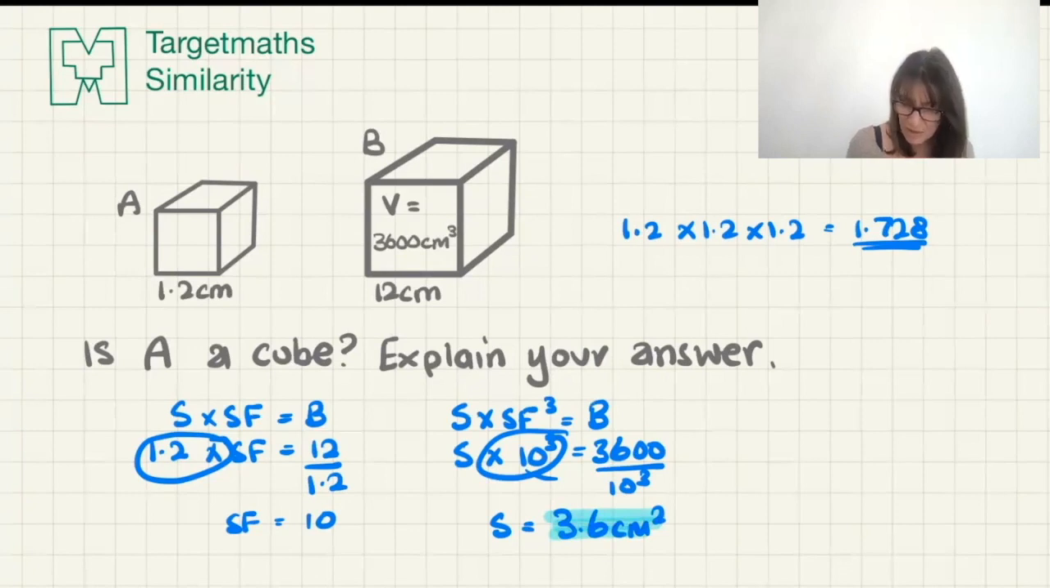So it's not a cube. If it was a cube, it's going to equal 1.728. So it's not a cube. It means that these dimensions here and here are not 1.2. One of them might be, but they're definitely not all 1.2. They must take different values in order to create the 3.6. All right. Hopefully that went well.